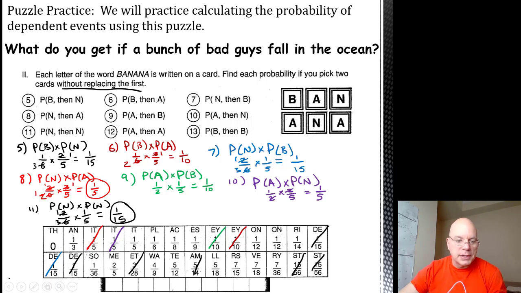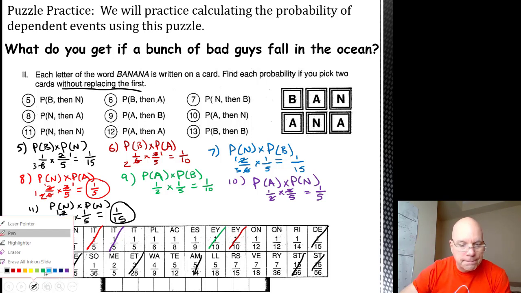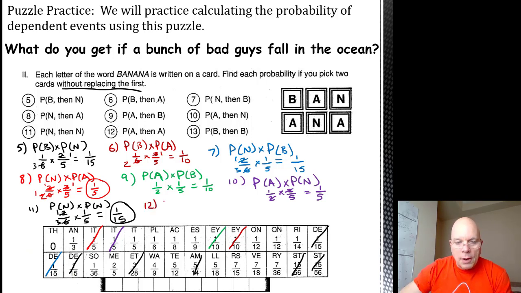Number 12, probability of A then A. Probability of A multiplied by probability of A after we pick an A. Probability of A is 3/6, or 1/2. But then pretend one of those A's is no longer there. You have 2 favorable outcomes, 2 A's remaining, and 5 tiles remaining, so that's 2/5. And the 2's will cancel. 2 halves is 1 whole, and you get another 1/5. We'll cross off the final 1/5.